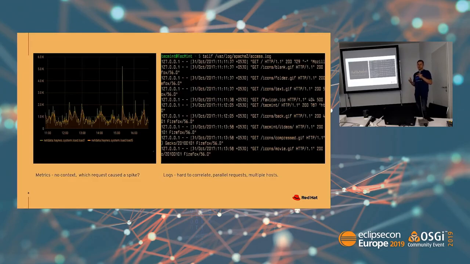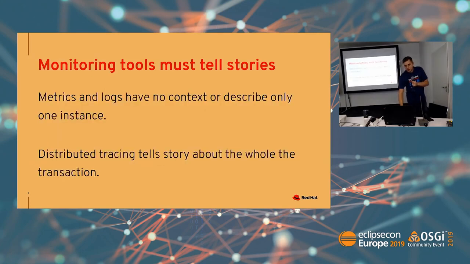You see some spikes, but you don't know why. With logs, there is a lot of context, but it's almost impossible to correlate these events together and actually to find out what happened after a specific log or just before. So these two observability techniques don't provide enough value for distributed architectures. So ultimately, monitoring should tell you the story, what happened with each single request. You should be able to tell what services were involved and what kind of metadata were sent between these services. And metrics and logs don't provide this. So the answer is to use distributed tracing.